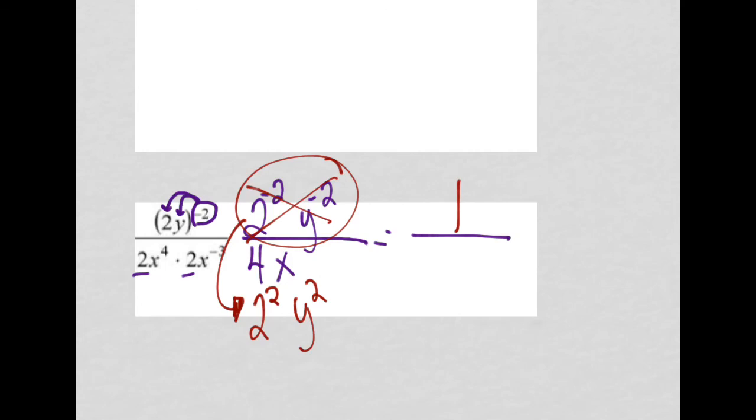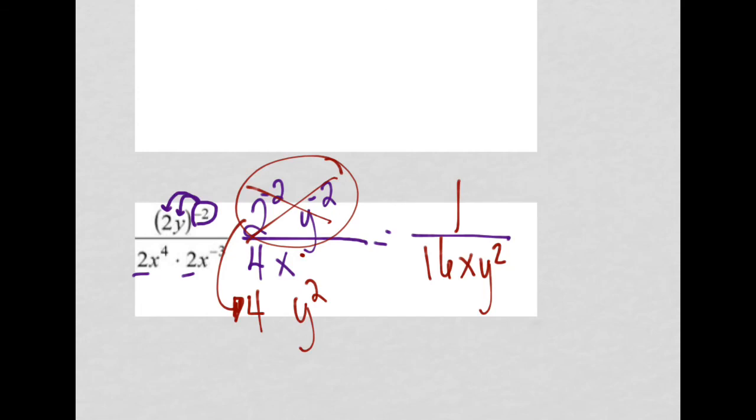2 squared is really 4. So I can erase that 2 squared and I can write the number 4. And I know what 4 times 4 is. It's 16. Can I combine x and y? No, x and y are two different letters. So I'm going to have one x and I'm going to have two y's.